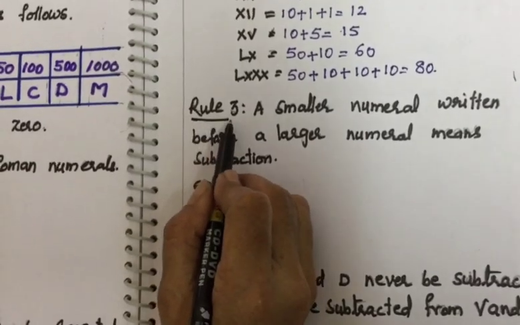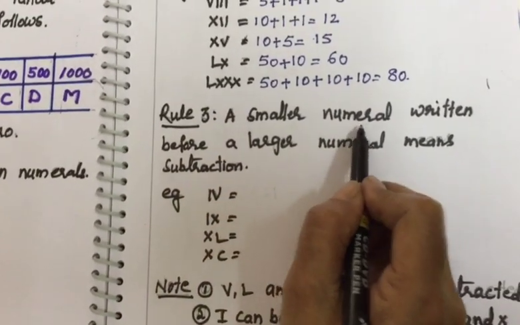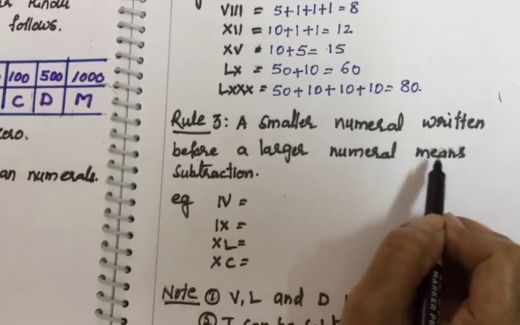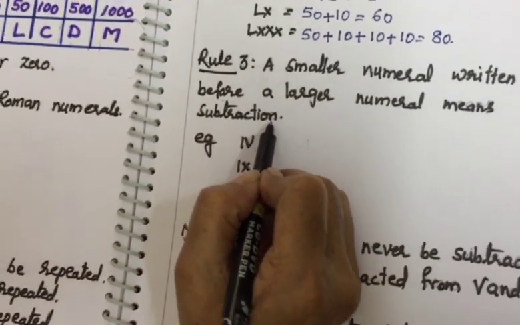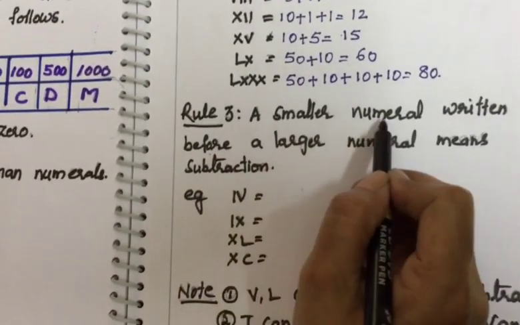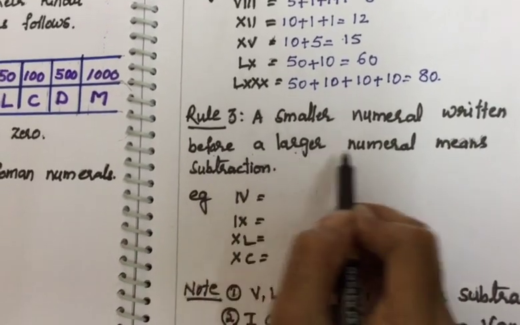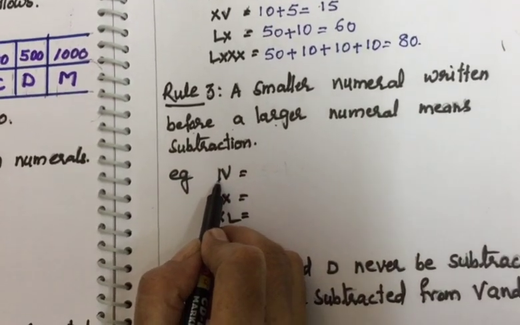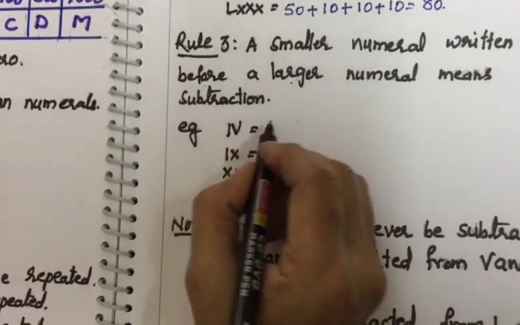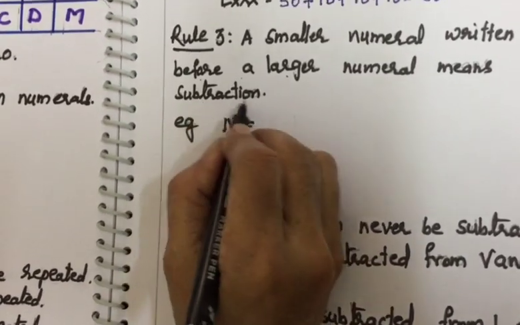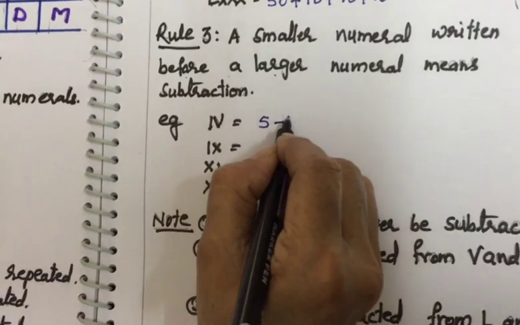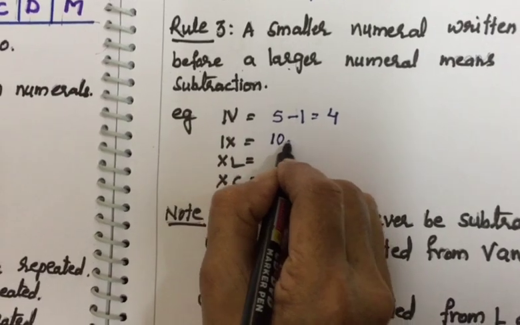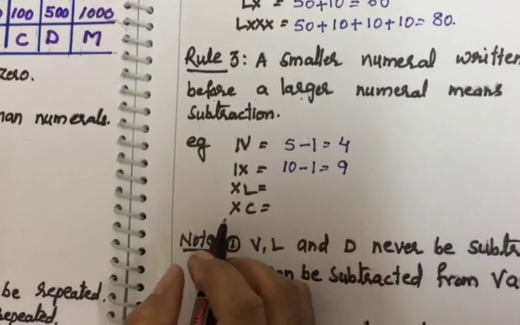Next, rule 3. A smaller numeral written before a larger numeral means subtraction. Once again I'll read, children: a smaller numeral written before a larger numeral means subtraction. See here, the smaller number is written before a larger number. That means what you have to do? You have to subtract. 5 minus 1 is equal to 4. Here 10 minus 1 is equal to 9.